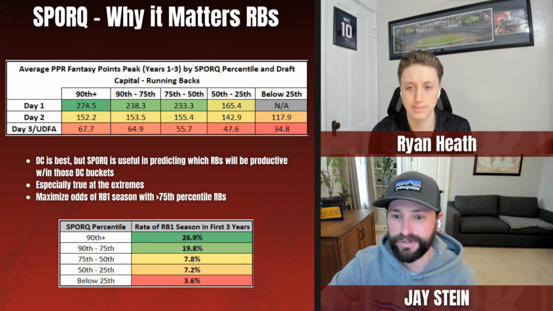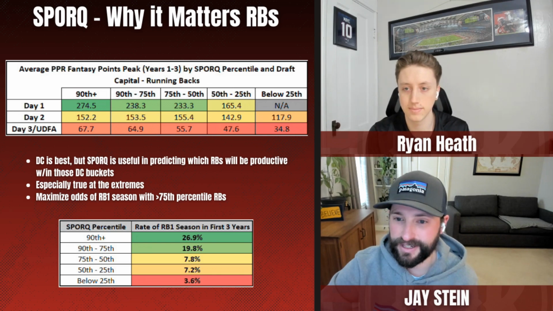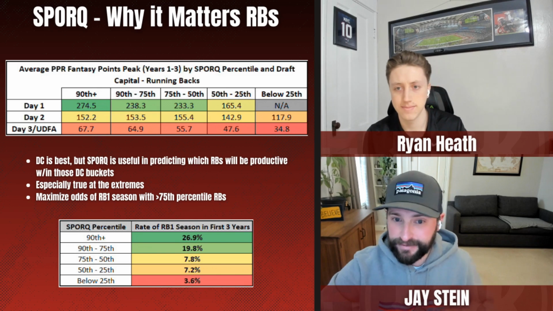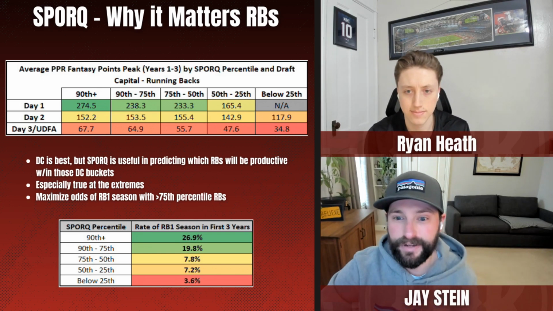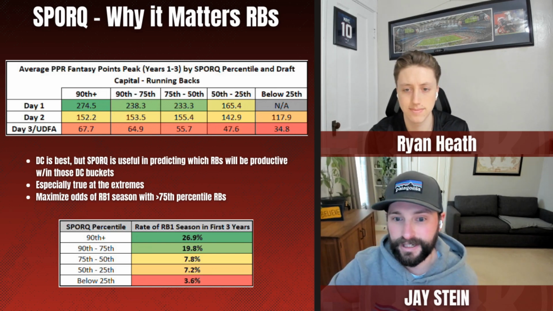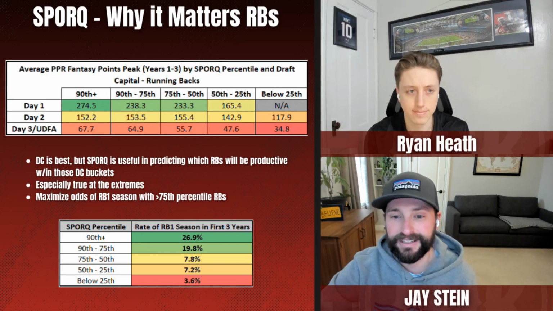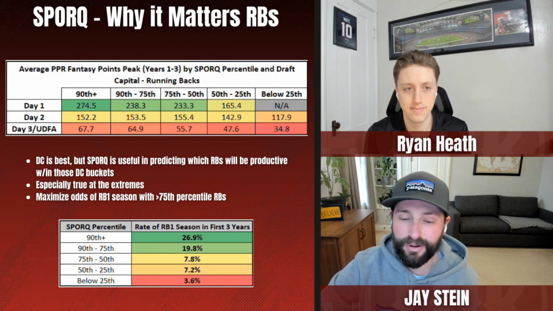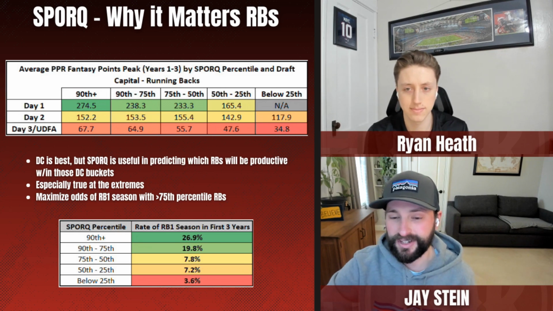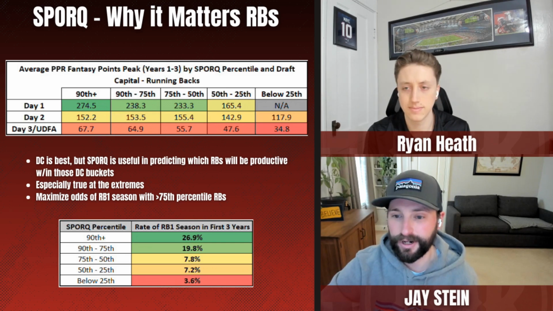This first chart you have up here is really cool. Again, this is in the article that you wrote, but we've got three things going here. We've got the Sporq percentiles on the top, the draft capital on the left: day 1, day 2, day 3, UDFA. And then in the boxes, we've got the fantasy points peak in years 1 through 3. The darker green is where you want to be, and yellow and red is a little bit less. Can you describe what this top chart is telling us about why Sporq matters and how it can help you get a productive running back?